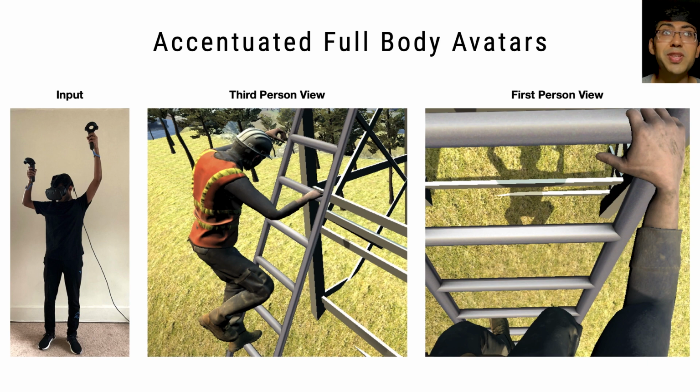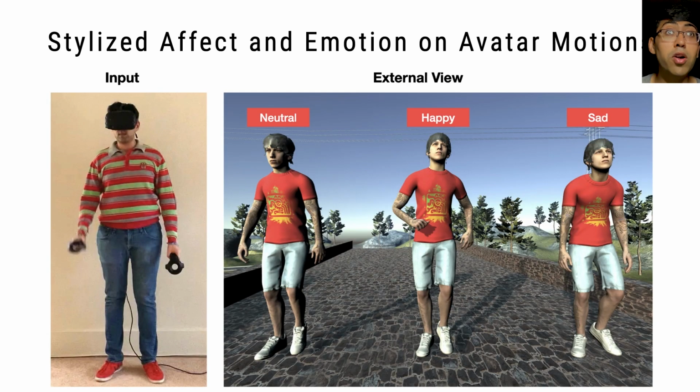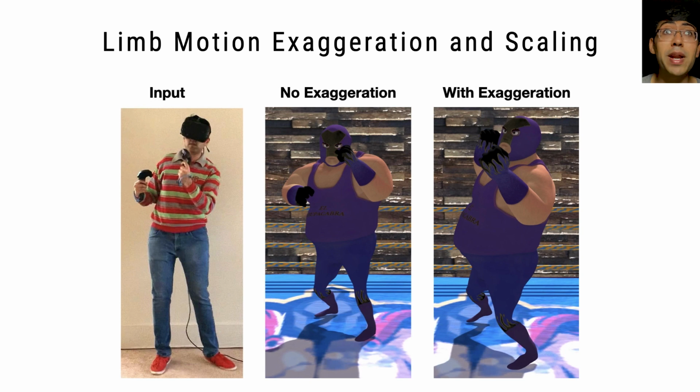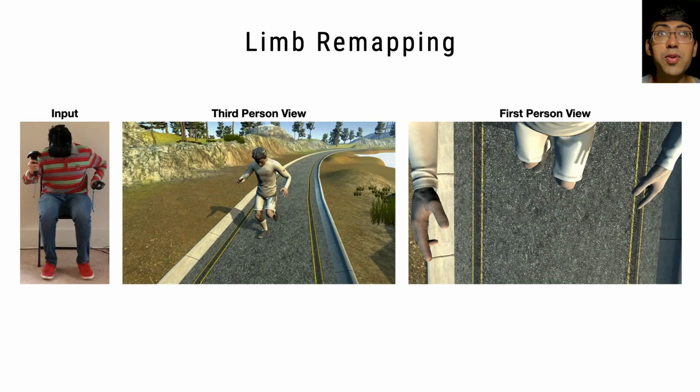For example, using CoolMoves, we can generate full-body accentuated avatars, or social avatars that encode the affect and emotion of the user in their motions. CoolMoves can also help combat motion fatigue by scaling the user's motion to expand their overall footprint while preserving immersion and embodiment. Apart from scaling, CoolMoves can help in the remapping of limbs. For example, the user can make use of their hands to run while sitting on a chair. This capability can enable interesting accessibility applications for VR in the future.